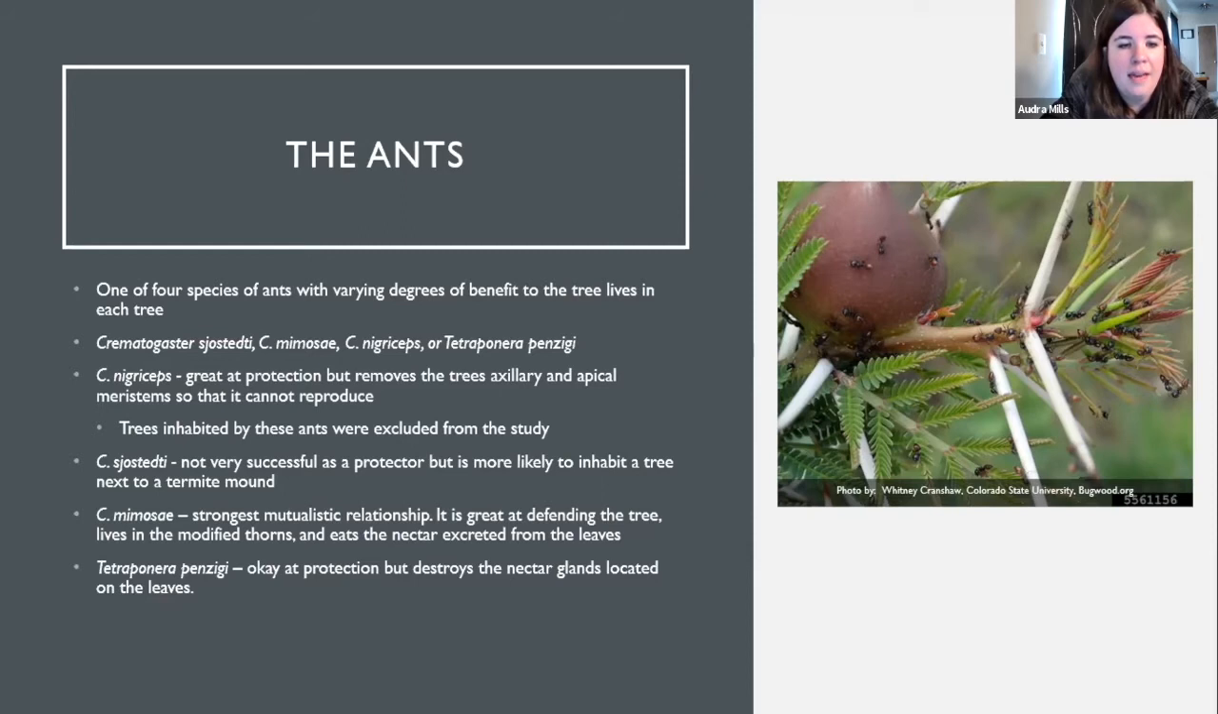The Mimosae have the strongest mutualistic relationship of the 4 species of ants. They're great at defending the tree, and they live in the modified thorns, and they eat the nectar excreted from the leaves. The Tetraponera penzigi are all right at protection, but they do destroy the nectar glands to prevent other species from taking over the tree.